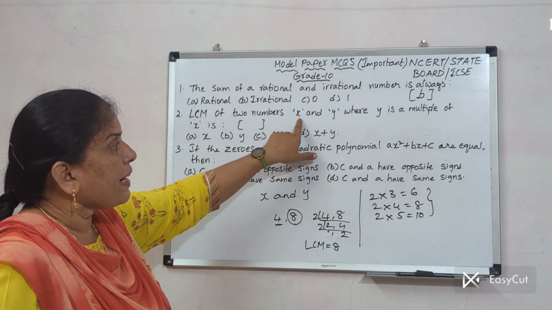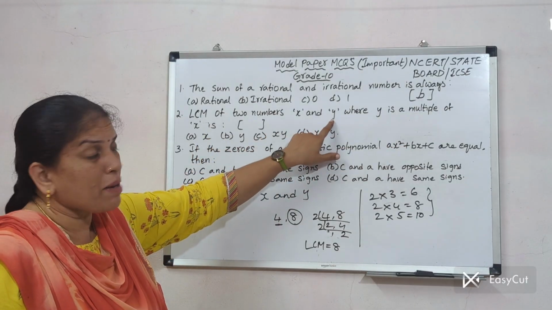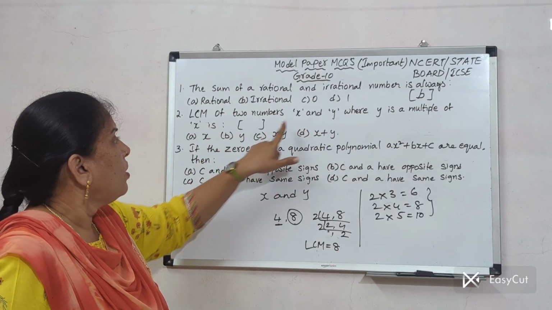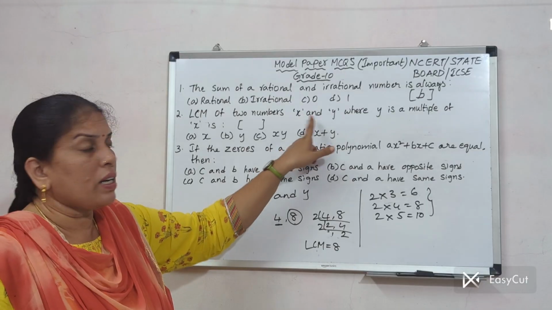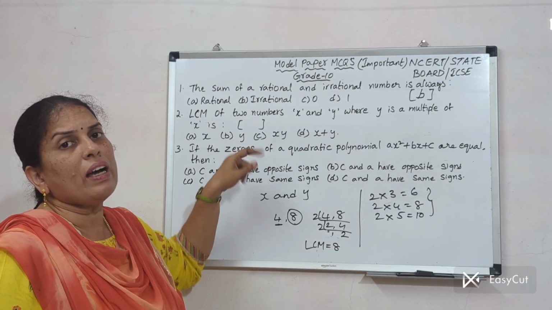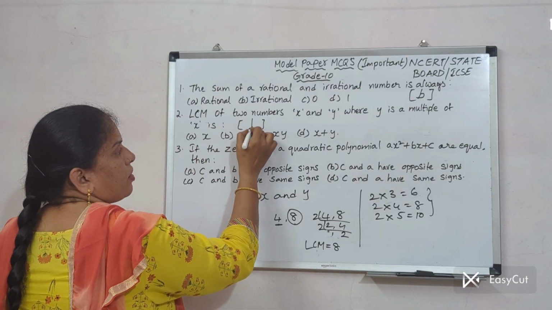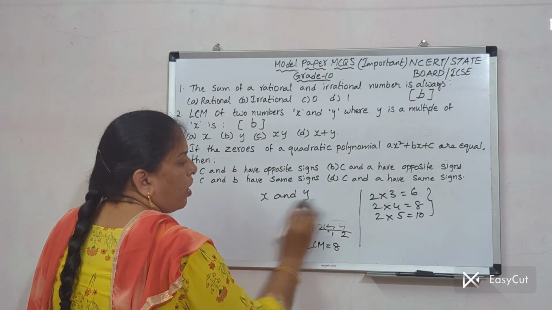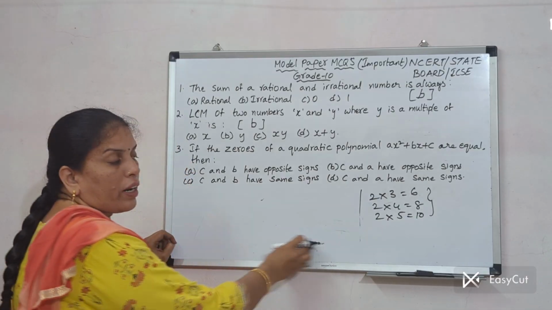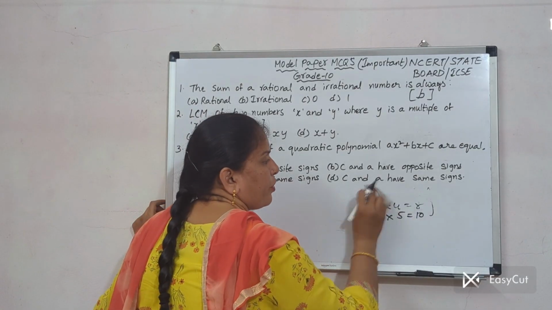Same like that, in x and y, y is a multiple of x. Then what is the LCM for these two numbers? Y, the multiple itself, will be the LCM. So what is the answer? Y is the answer. B is the answer. All of you understood, children? If you are confused, take one example and check so that it will be clear for you.